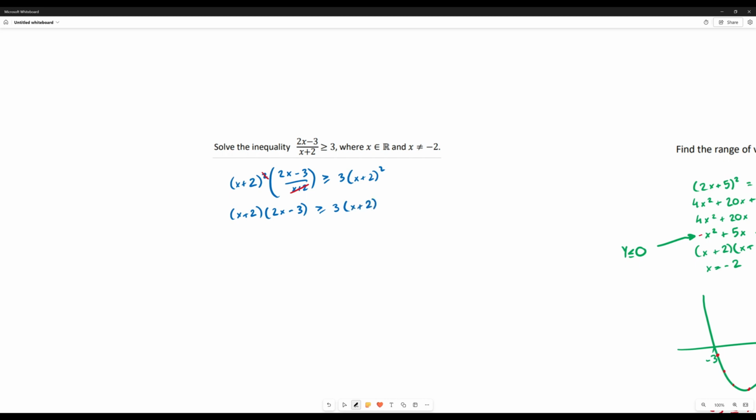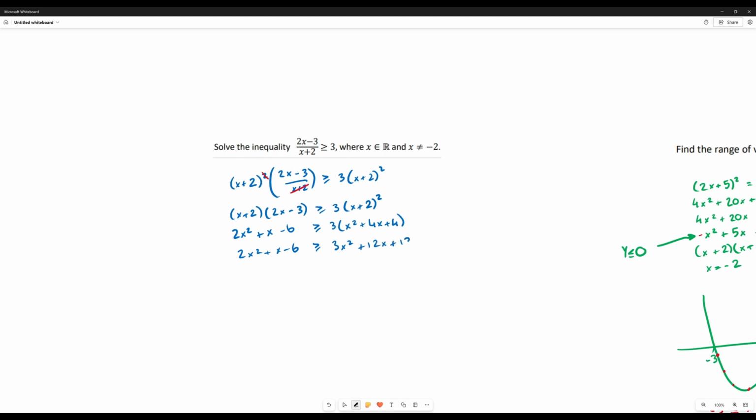Now the thing on the right here, do not multiply the 3 into the bracket, please. Squared, BIMDAS means you have to do the power first. So on the left hand side, we're going to get 2x squared, plus x minus 6. Again, maybe do it out properly. Over here, we'd get x squared plus 4x plus 4. And then we get 2x squared plus x minus 6 greater than or equal to 3x squared plus 12x plus 12.